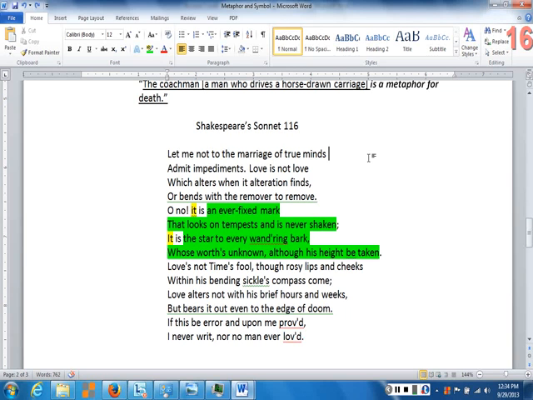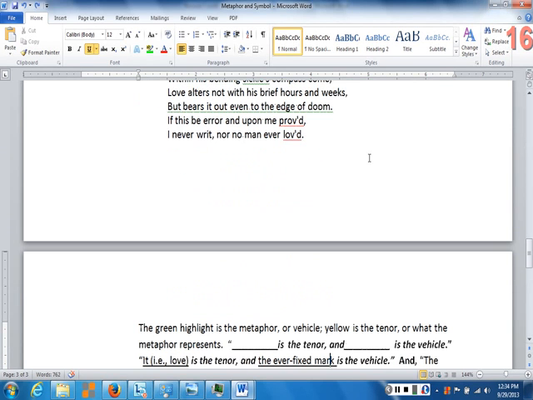Let's look then at the metaphor, or actually two metaphors I'm looking at here, okay? It, the ever-fixed mark, and it, the star to every wandering bark. Okay? So, using our formula, something is the tenor. We're using a different formula here, folks. Tenor and vehicle, so we say something is the tenor and something is the vehicle.